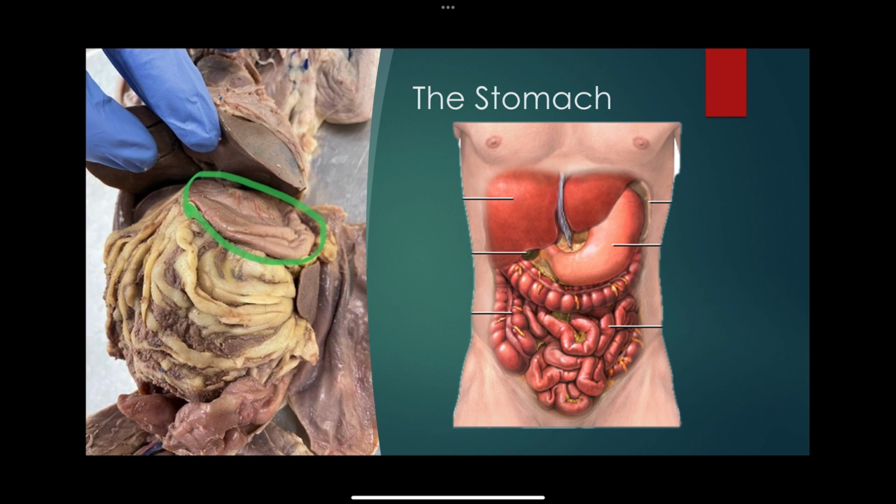The liver for the cat is this brown section right here. Usually it is covered by the greater omentum, but was cut right here, so you could freely see the liver. If not, the greater omentum would be covering it fully. For the human model, it is going to be this red large section right here.